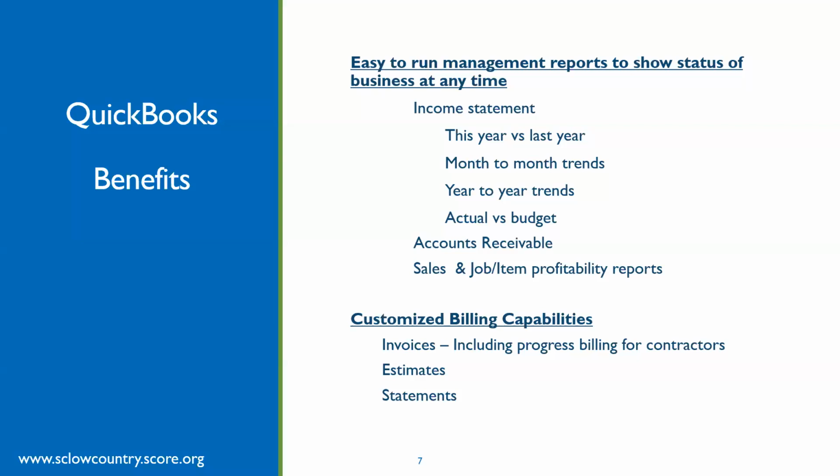But the most common ones that you'll use are your income statement, also known as profit and loss statement, where you can see where you are this year, year to date versus last year, month to month trends, year to year trends. If you're doing a budget, you can do budgeting in QuickBooks. You can see your accounts receivable. You can post your income and your expenses by job. Some contractors do that, especially home builders. There's profitability reports in there for that.